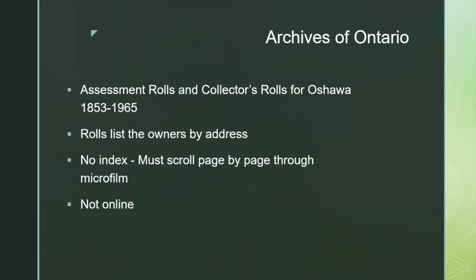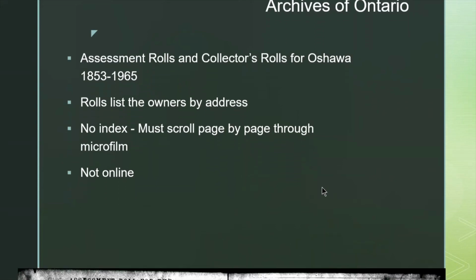There's no index of these though, so you need to know the legal description of your property, but then you have to scroll page by page through microfilm, and these are not available online. And the Archives of Ontario is not currently open, but once it is, you'd have to travel to York University, the site of the Archives of Ontario, to access these films.